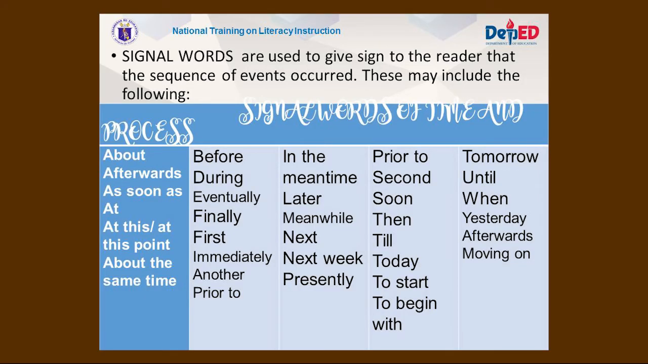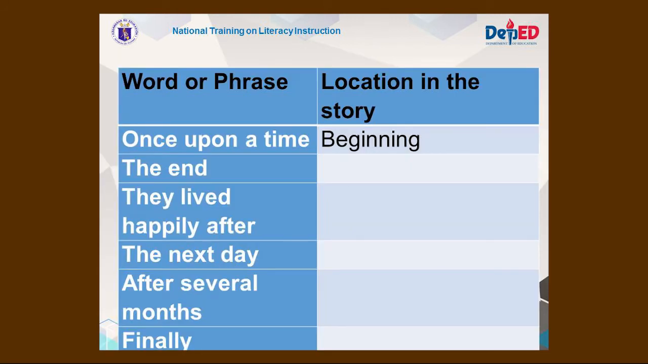So we also have the signal words. Signal words are used to give a sign to the reader that a sequence of events occurred. So we have here examples, but make sure that when you give these signal words, you inculcate or directly tell our learners that there are specific signal words that we use for narratives and for informative text. All right. So we also have here words or phrases. Let's locate whether this is in the beginning, the middle, or the end. Of course, once upon a time, we can see that's at the beginning. How about the end? Of course, the end. They lived happily ever after. The next day.